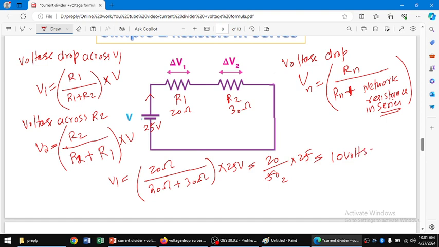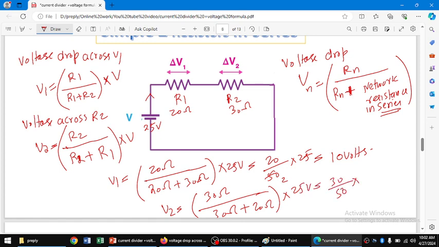Similarly, the voltage drop across R2, V2, is equal to R2 divided by R2 plus the other resistance in series, R1, which is 20 ohm, multiplied by the 25 volt source voltage. That is 30 divided by 50 multiplied by 25, and we get 15 volts.